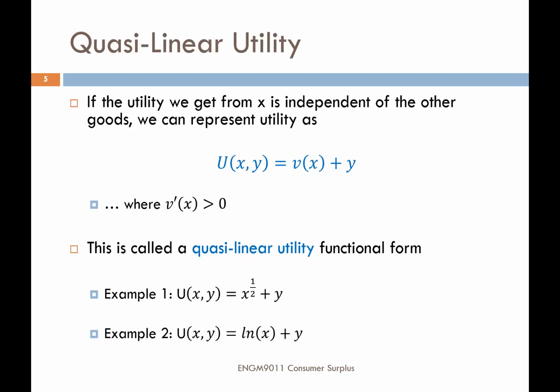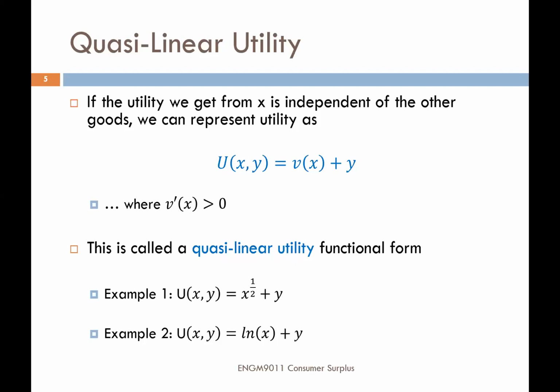All right, so we've separated our utility from X and utility from Y. But notice that for both goods, more is better. If Y goes up, U goes up, and if X goes up, V goes up, because the first derivative of V is positive. So we have monotonicity satisfied.